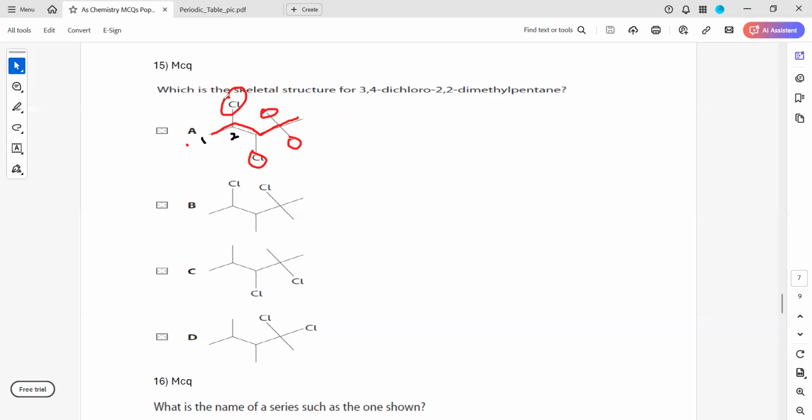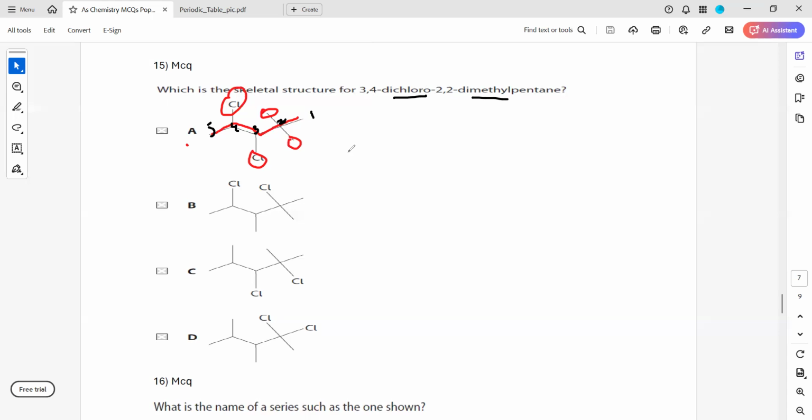We give priority to the side where we have more branches. If I count from the left-hand side, I'll have only one branch of a chlorine. But if I count from the right-hand side, I will have 2 branches of methyl. So that's why we counted from the right-hand side: 1, 2, 3, 4, 5. So at the second position, we have the 2 methyl branches, and at the third and fourth positions, we have chlorine branches. And when we name the branches, we name them in alphabetical order, because chlorine is C and methyl is M, so the chlorine is first.